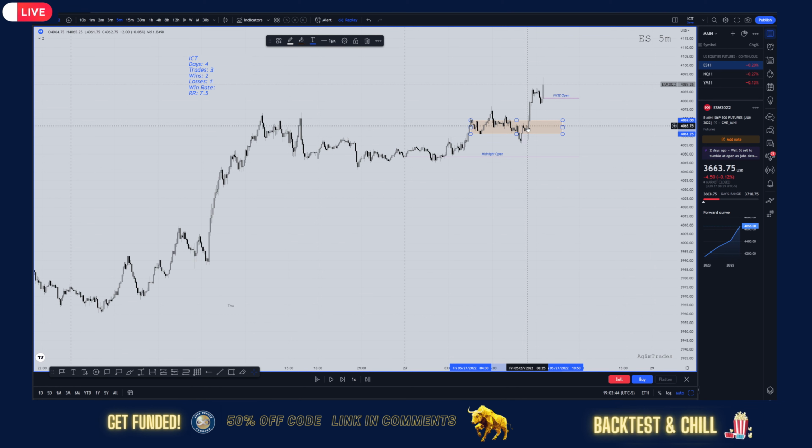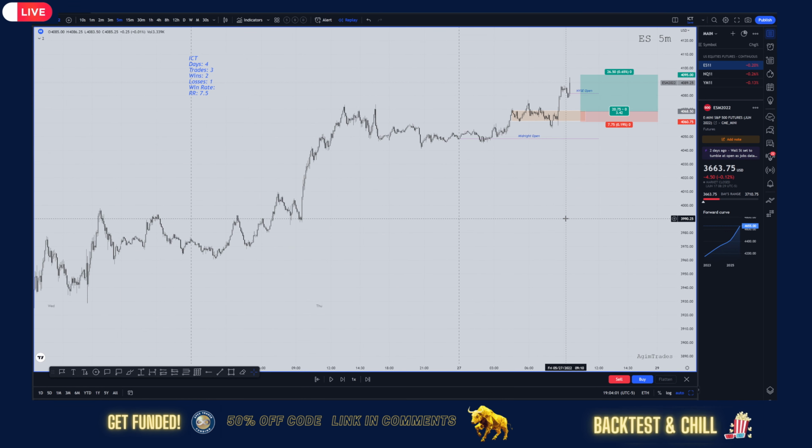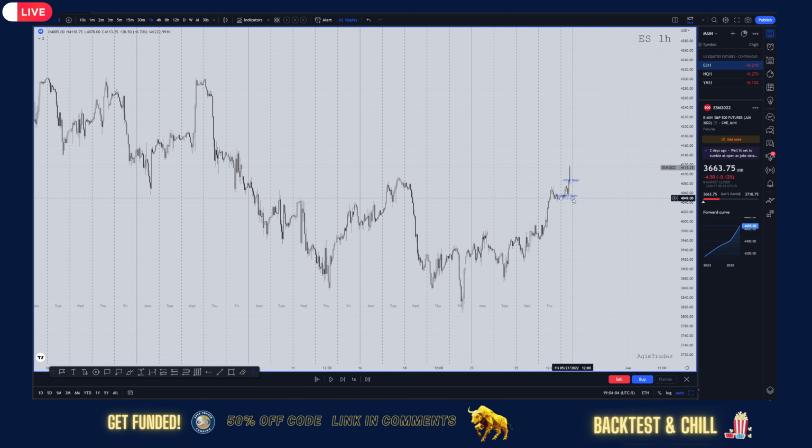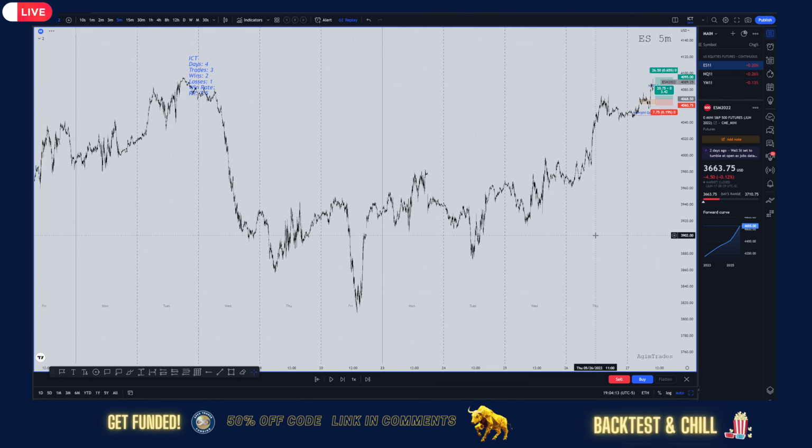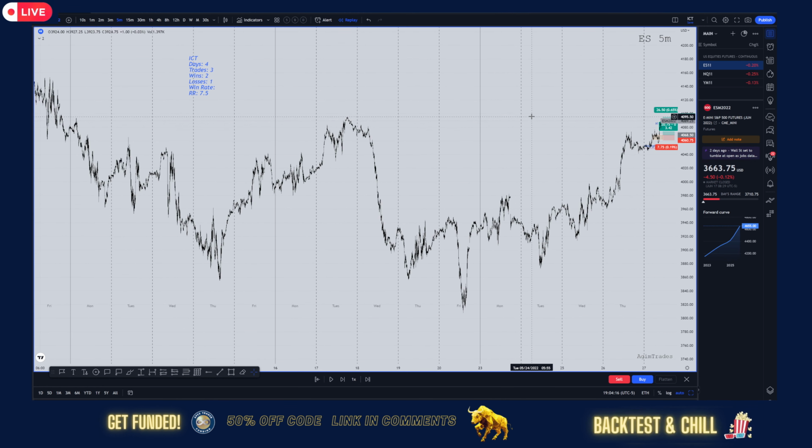And then what do we have? We have a fair value gap right there. So I would take a long position, top of this, with a stop right below for 1R. And our target would be, where are we? Our target would be, oh yeah, right there at these highs. So again, about 3.25, 3.35 R.